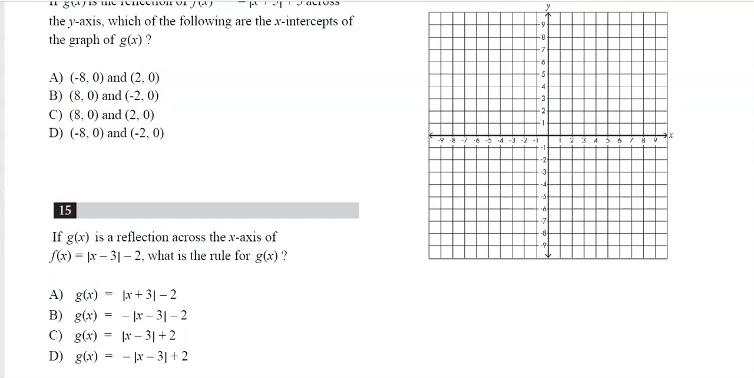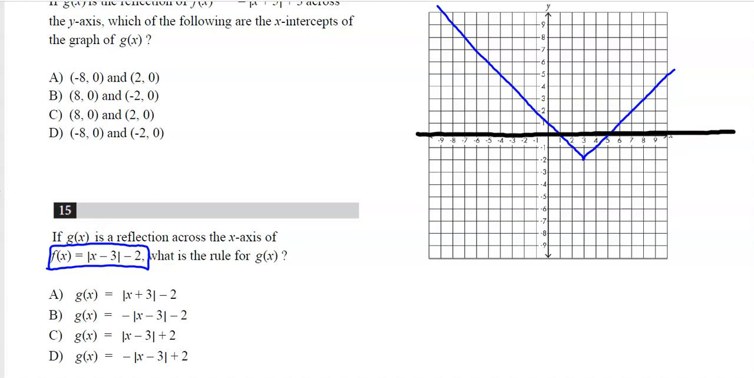Number 15, I'll keep the grid in case I need it. This one says g of x is a reflection across the x-axis of, so we'll do this one the same way. That says go right 3, down 2. And I get to keep the slope at 1. There's no number to change things at all. And this time we're reflecting across the x-axis. So I'm going to be reflecting across this line, which is going to make this point jump up here. It'll have the exact same intercepts.